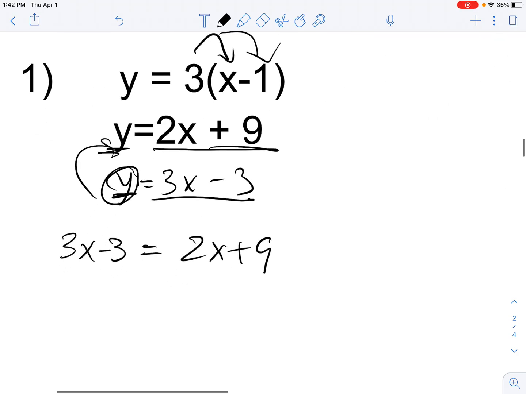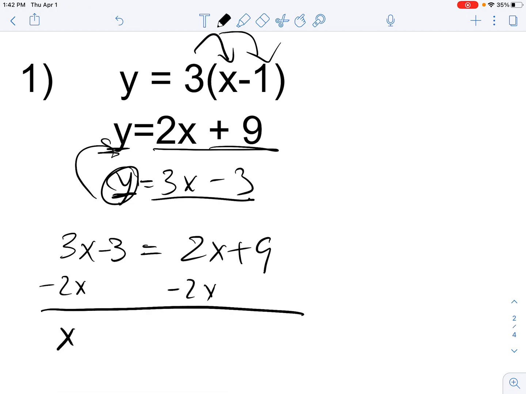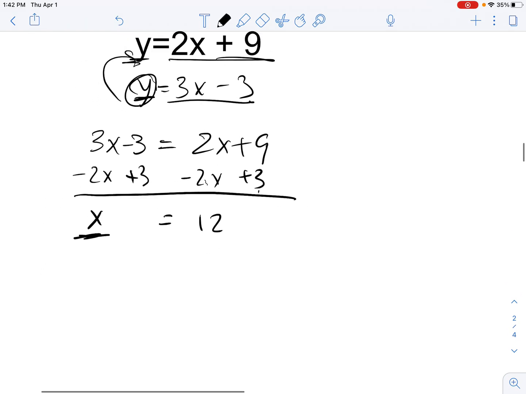Now all we got to do is subtract 2x on both sides and add 3 on both sides in order to make x alone. So 9 plus 3 is 12, 2x minus 2x is 0, negative 3 plus 3 is 0, and 3x minus 2x is just x. So in total, our x is equal to 12.